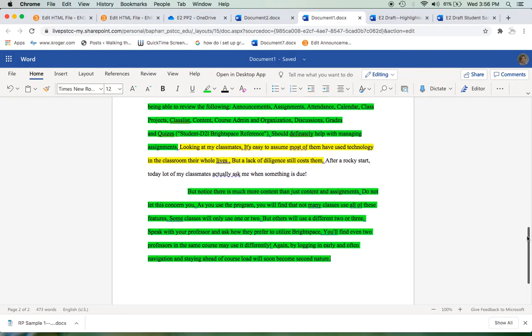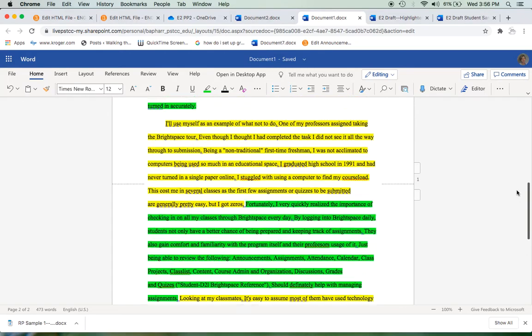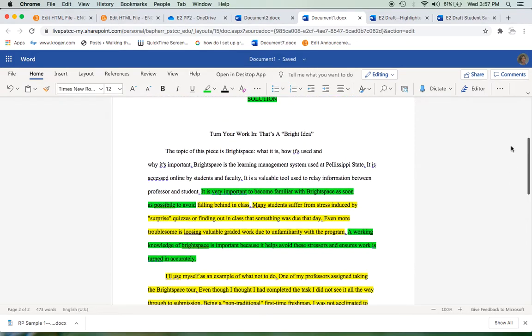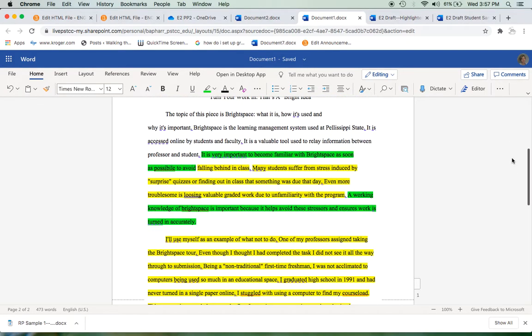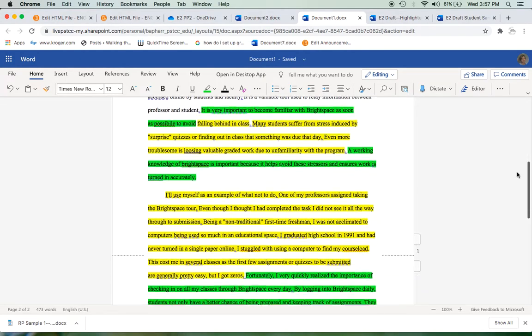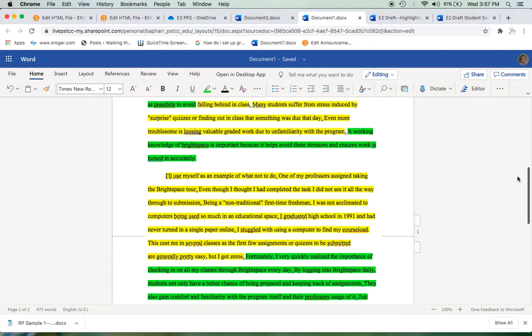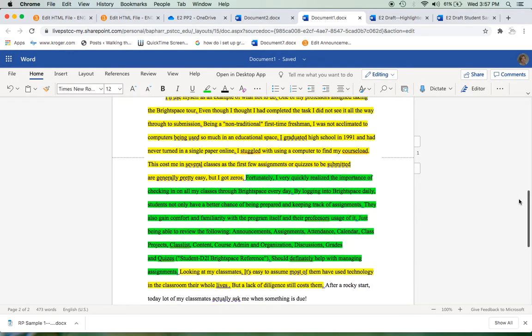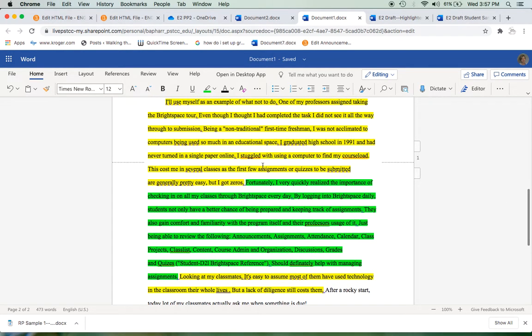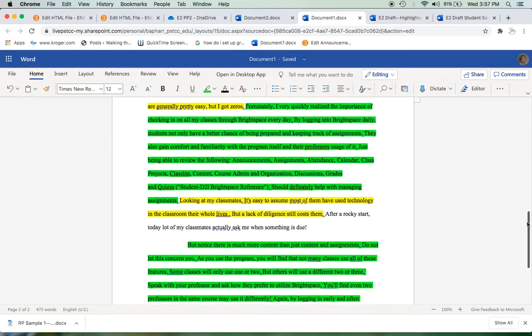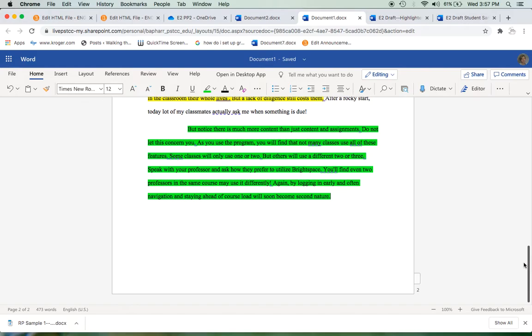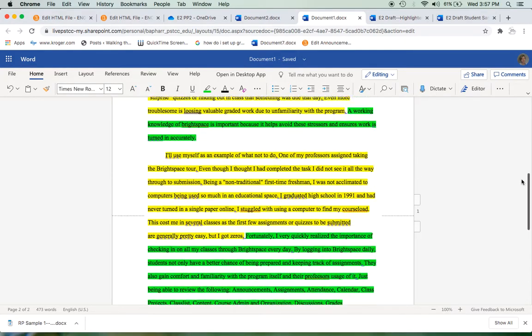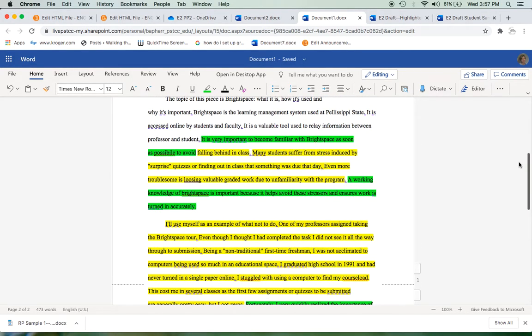Now, by doing those highlights, it becomes evident that although this paper has paragraphs, the paragraphs are not focused in the way that the assignment calls for. That first body paragraph right here goes back and forth between discussing the problem and the solution. And then the second body paragraph is all about the solution. But what are we going to do with these other solution sentences?